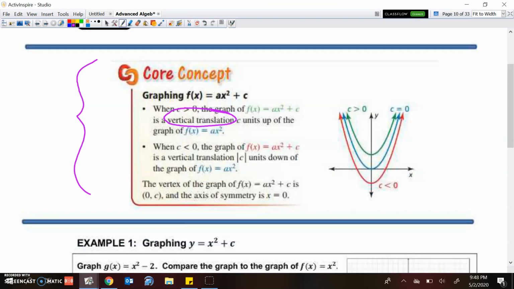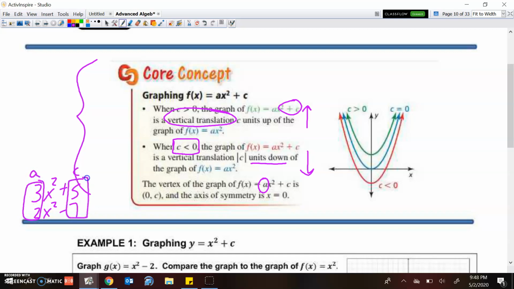And if it's a positive, if it's plus c, it goes up. If it's minus c, they wrote that here, when c is less than 0, then that means it's going to go down, okay? For all of these, even if we have an a value, meaning we could have something like 3x squared plus 5 or 2x squared minus 7, this is my a value here, and these are my c values here. That would be a negative in there. Whenever the function is just of this form, then our vertex is always (0, c), whatever that c value is, and our axis of symmetry is just x equals 0.